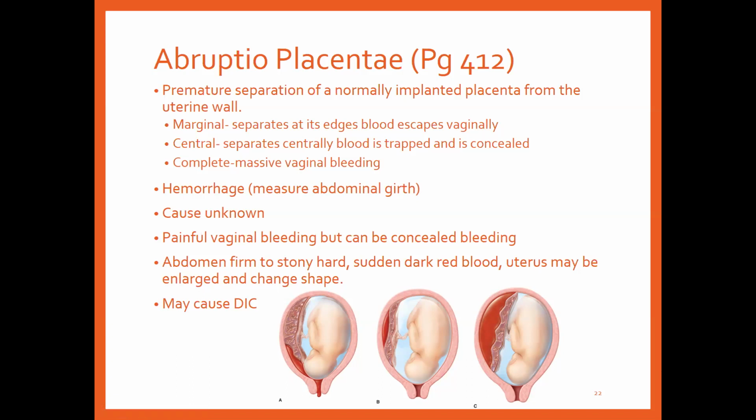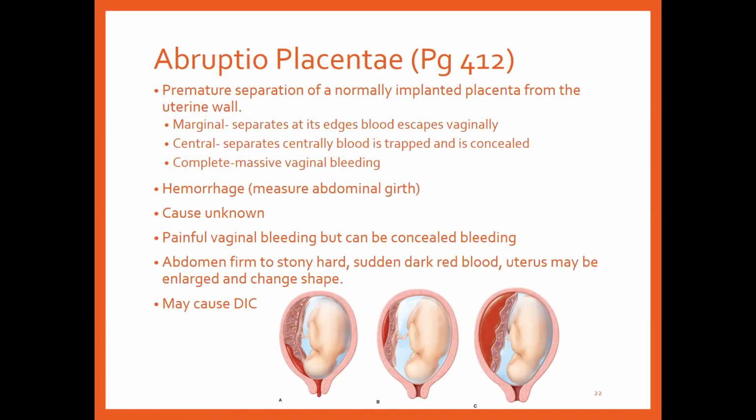We would want to then measure the abdominal girth, which could tell us maybe how much bleeding is happening in there, because it's pulling in the abdomen. We don't know the cause of why it happens. It's painful vaginal bleeding that, like I said, can be concealed if it's in the middle. The abdomen's usually firm to stone hard. We usually have a sudden dark red blood. Uterus may be enlarged and change shape, and it can actually cause DIC.